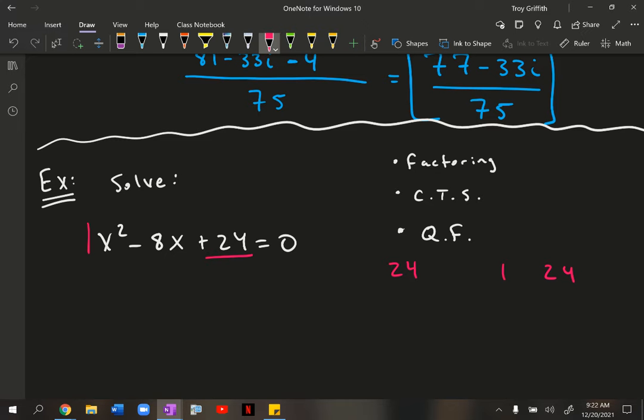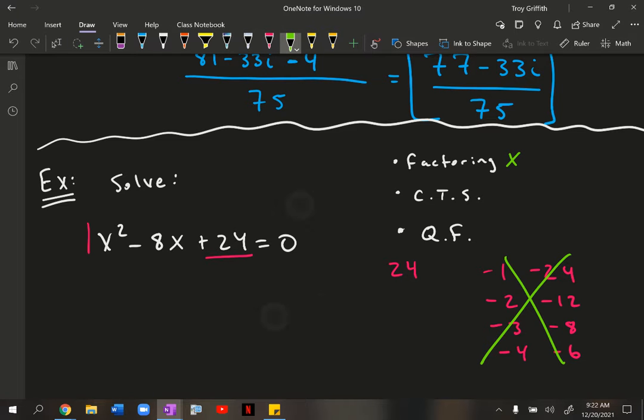1 and 24. Now, in this case, both of my numbers would have to be negative because they have to multiply to give me a positive, but they have to add together to give me a negative. So that would be negative 1 and negative 24. Well, that doesn't work. Negative 2 and negative 12. That doesn't give me negative 8. Negative 3 and negative 8. That doesn't give me negative 8. Negative 4 and negative 6 is a little bit closer, but that also doesn't give me negative 8. And then I don't have any other options. So what that means is factoring is not a good option here. Okay, it's off the board.